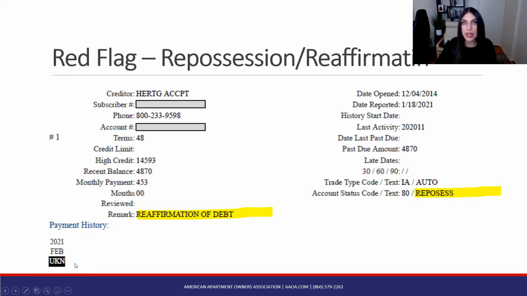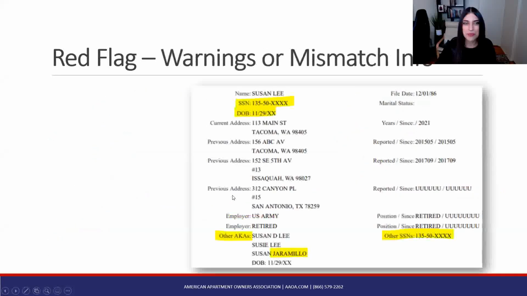So if you see that, don't be confused or alarmed. It's just not going to show you exactly how many months they stopped paying, but you can sort of do the math, I guess, if you look at the past due amount and how much they owed versus how much they had to pay per month, right? All right, so another red flag here is any warnings or mismatch of information, right?